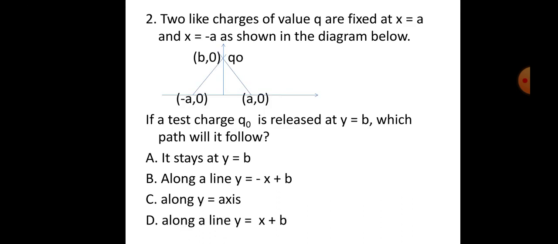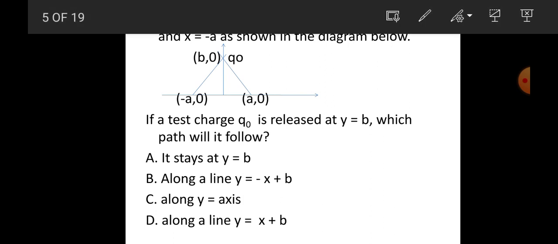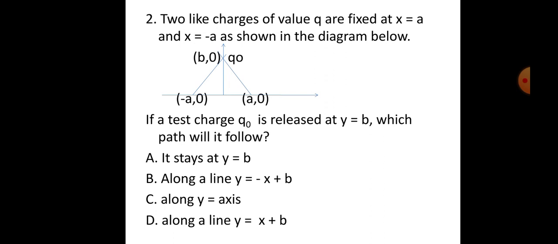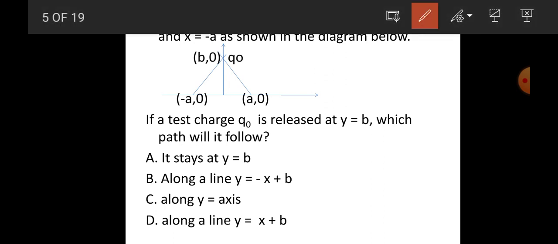Question number 2. Two like charges of value Q are fixed at x equals a and x equals -a as shown in the diagram below. Two equal charges of value Q are placed at x equals a and x equals -a.